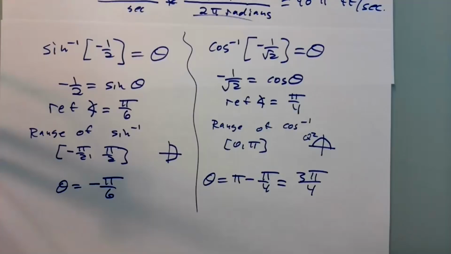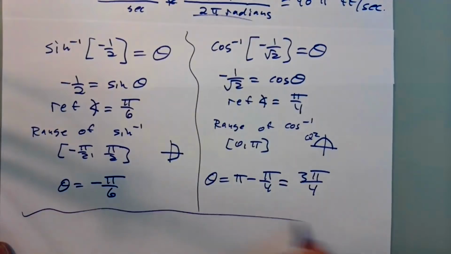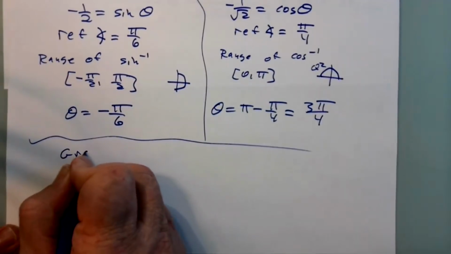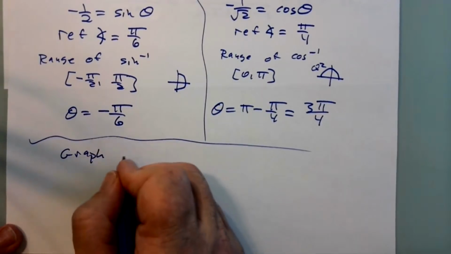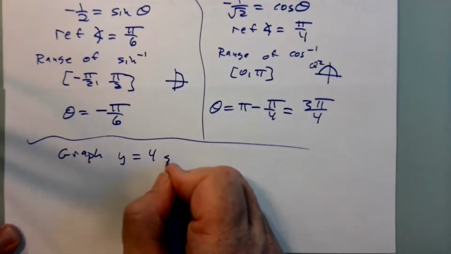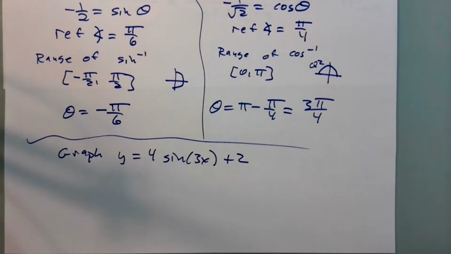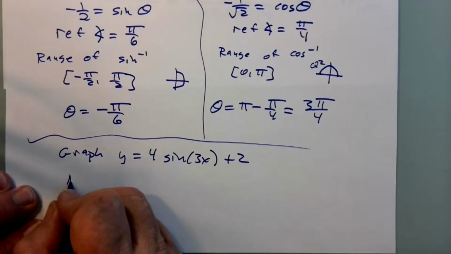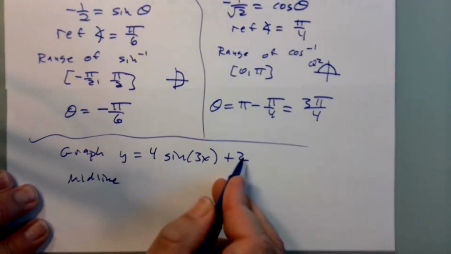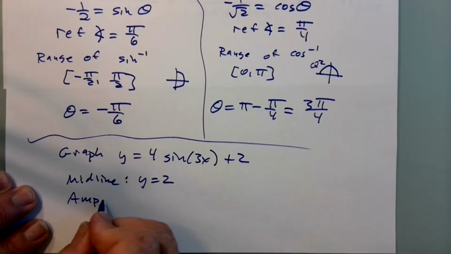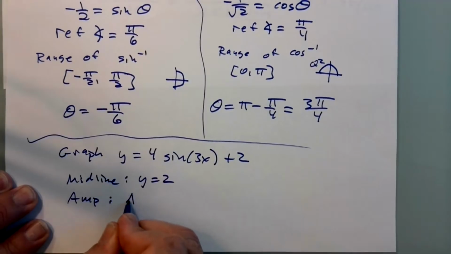So I will take a look at the following. I want to graph y equals 4 sine 3x plus 2. So let's do our analysis quickly here. Our midline, it shifted up 2. So our midline is going to be y equals 2. Our amplitude is going to be 4.